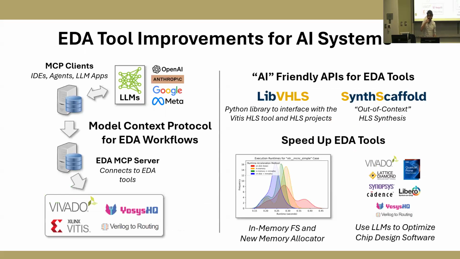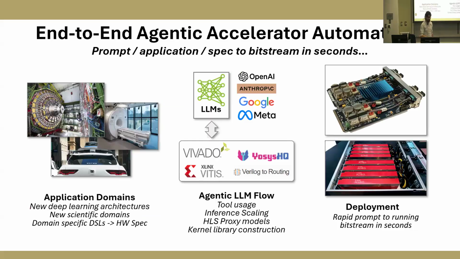And then finally, a lot of this requires boring engineering: automate all these tools, plug the LLMs into the tools, speed up the EDA tools, use LLMs to actually make the software better, all that fancy stuff, right? The end goal is that we want end-to-end agentic accelerator automation, right? So I have an application, I have a specification, a workload. I hit go, and then I get some bitstream that can run on the FPGA. This is a very naive view. Don't think that this will happen in the real world, but it's a good thing to put on a pedestal and then go reach for, right?